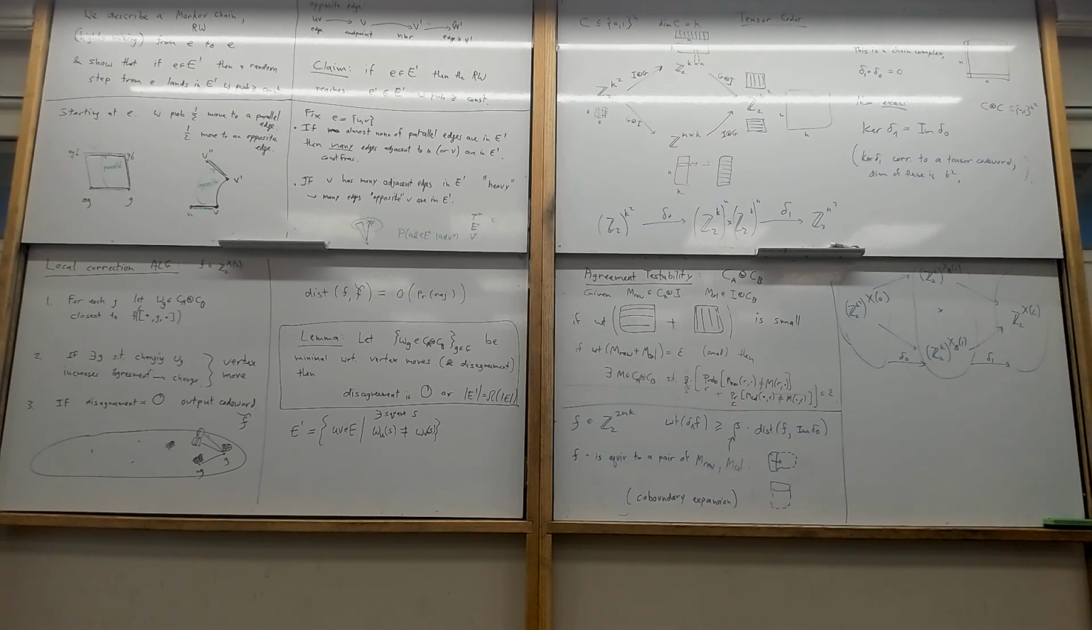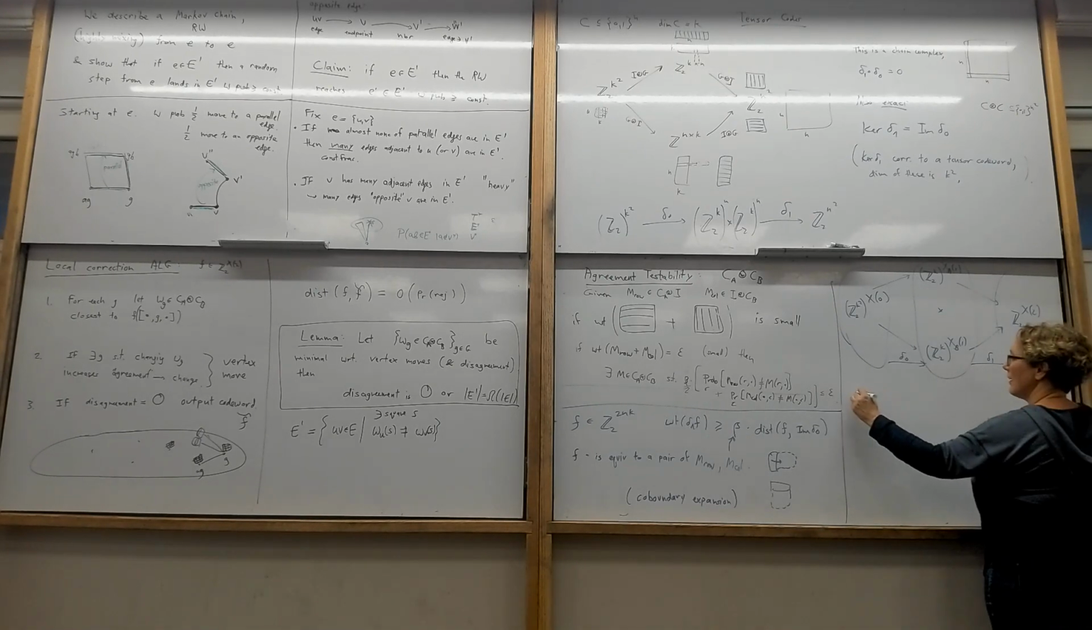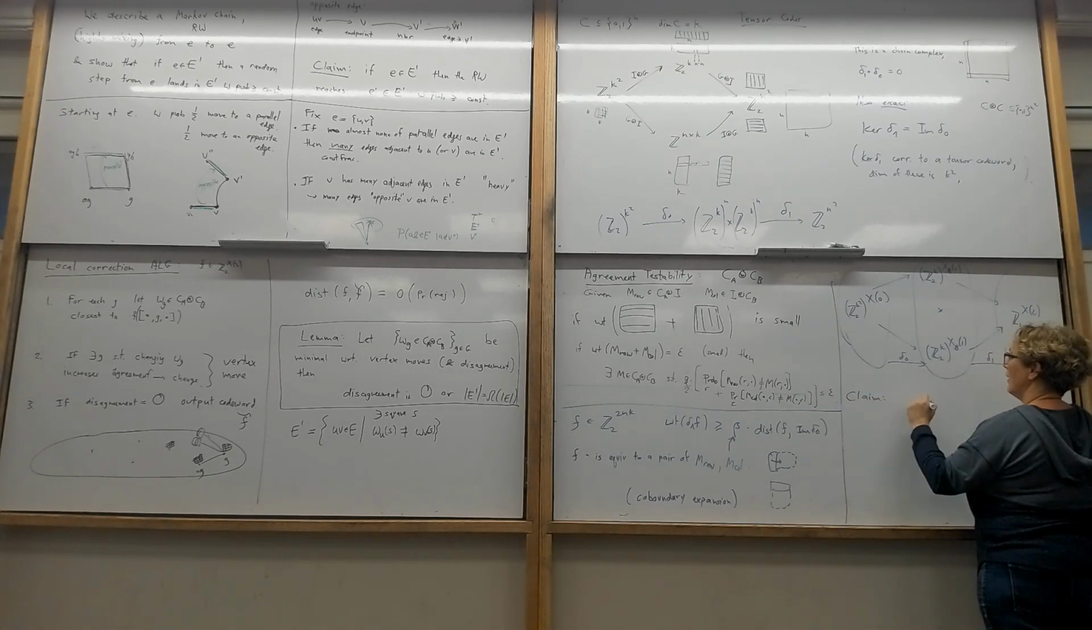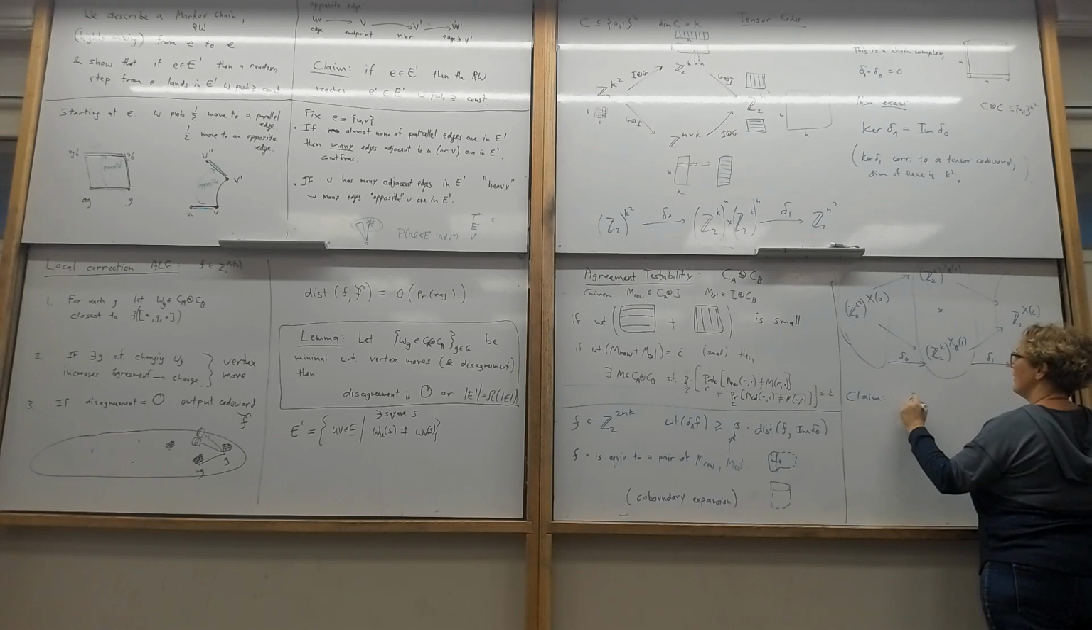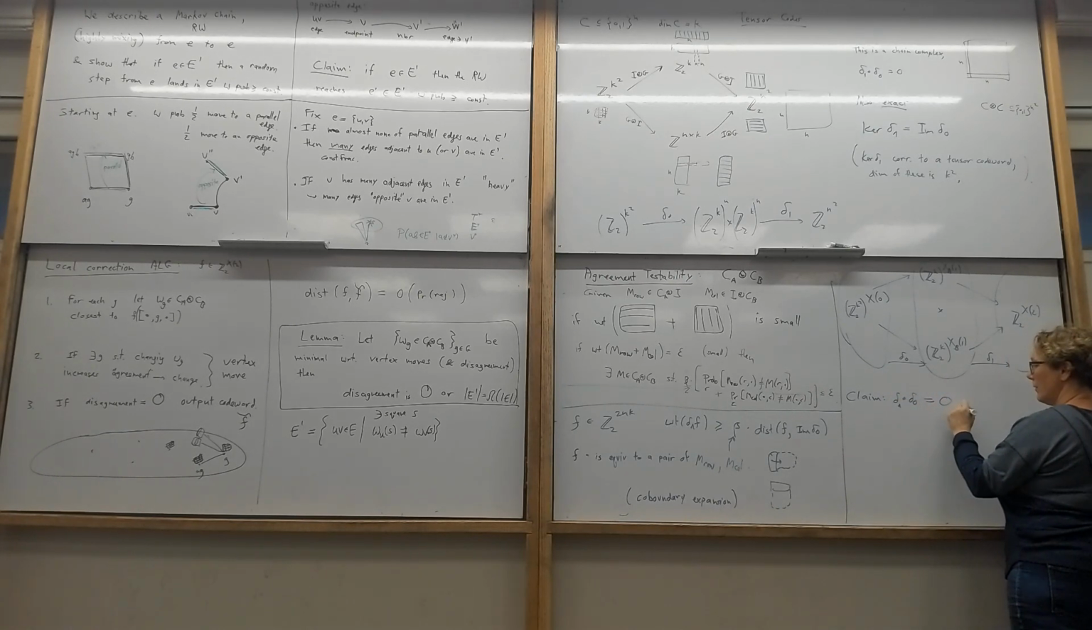Okay. First I should say that this is itself a 2-chain, meaning that delta delta is 0. So two things I want to say. First, claim: delta 0 and then delta 1 equals 0.